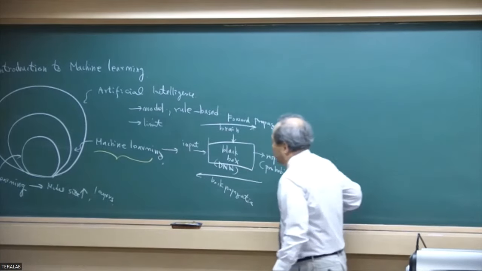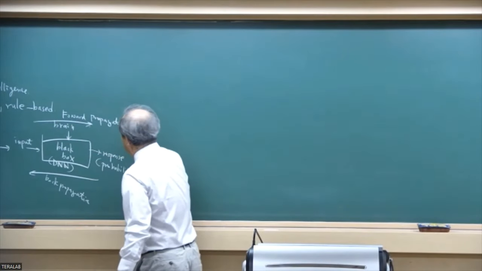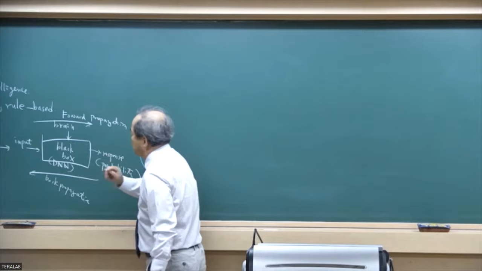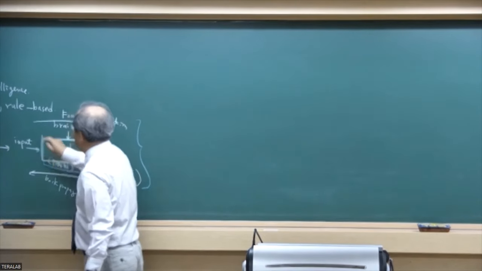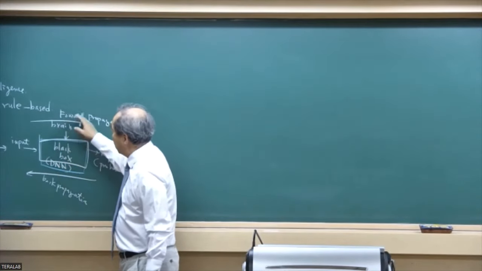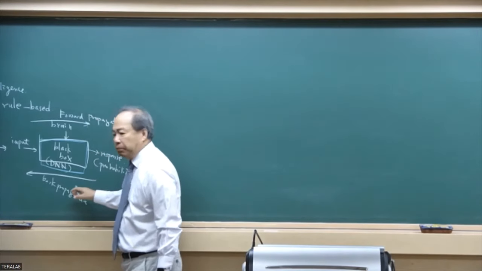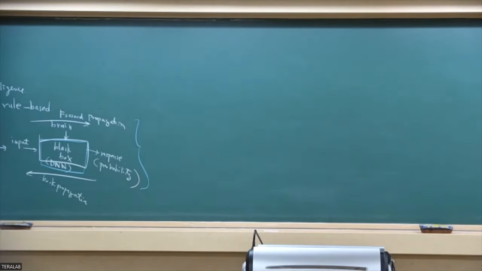So I'd like to emphasize again that machine learning is a black box approach. There are so many parameters to determine. In order to determine these parameters, we are doing forward propagation and backward propagation. And because of that, we're going to need AI supercomputers.